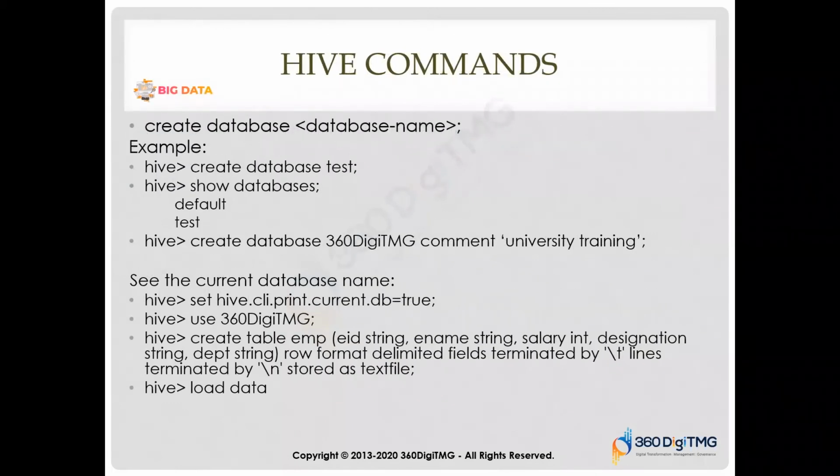These are a sample set of Hive commands. How do you create a database? You say create database and the database name. I'm showing a small example called test. I'm creating a database called test. By default, when you install Hive, you get one database called default. When you create any additional databases like this, you can see the list of databases by this command called show databases. You can also add comments and descriptions when you're creating the databases.